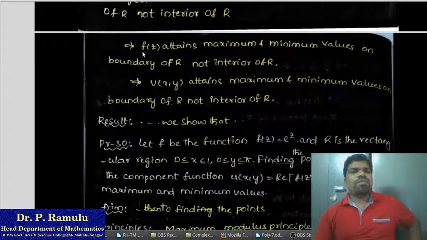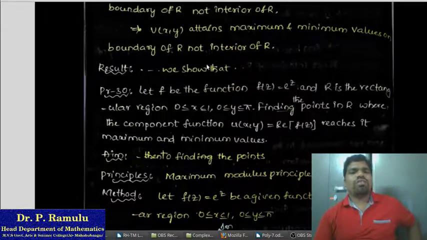So f of z also attains its maximum and minimum value on the boundary of R, not the interior of R. If f of z equals u of x, y plus i v of x, y, and f of z attains its maximum and minimum value on R, then v of x, y also attains its maximum and minimum value on the boundary of R, not the interior of R. Okay, you can write the result like this, and we have shown it. Practical problem 29 is completed.